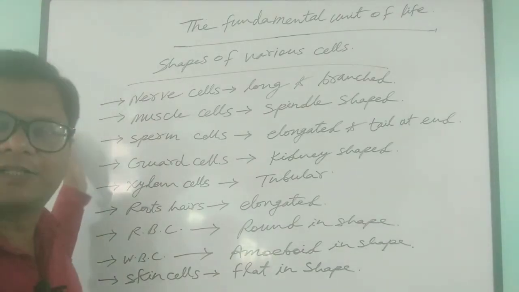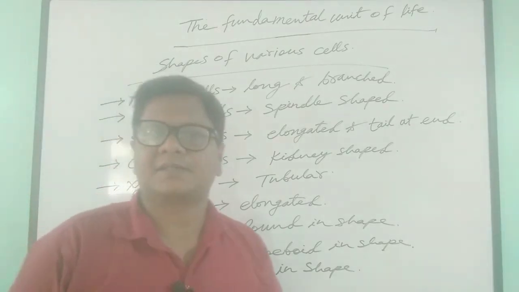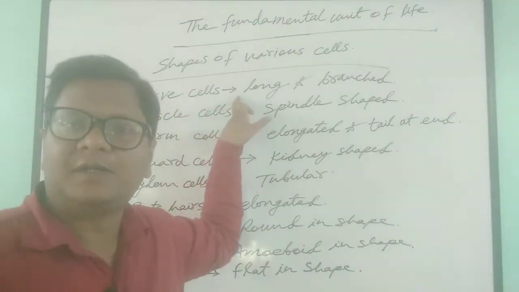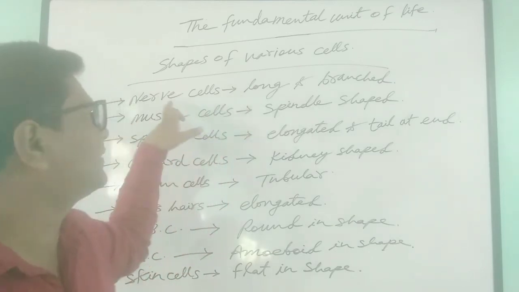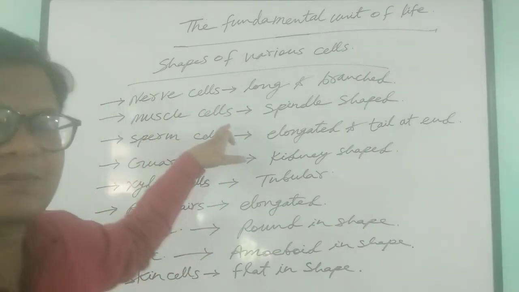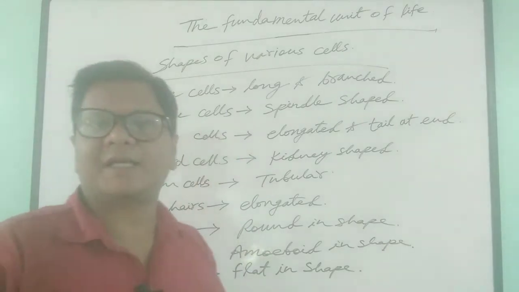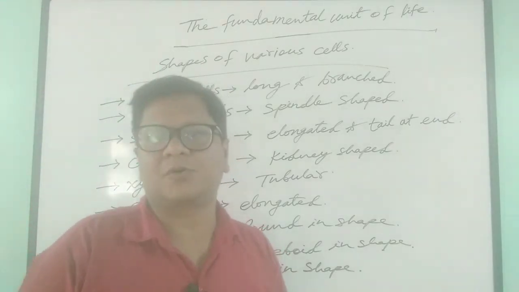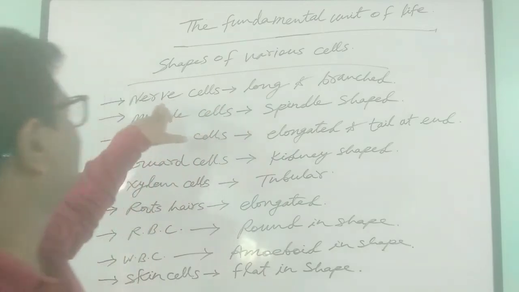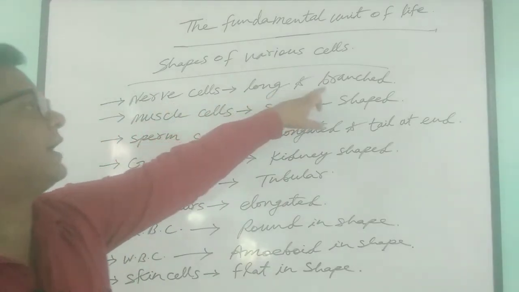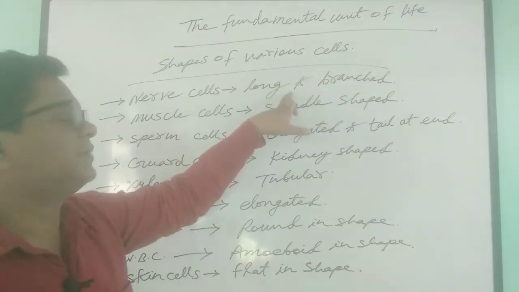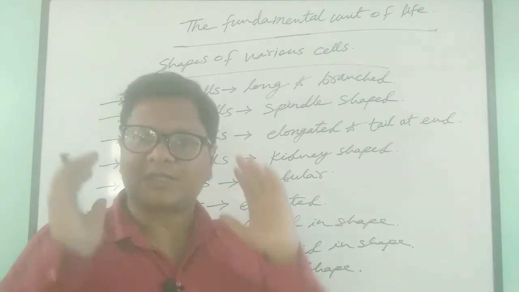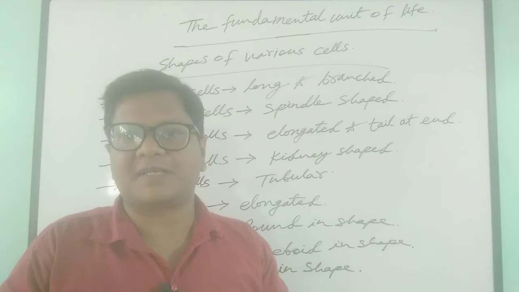So these are various cells which are present at different sites according to their function. When it serves the function for the nervous system, it is known as nerve cells. When it serves the function for muscle, it is known as muscle cells, and likewise. Their shape is also according to their function. Nerve cells are long and branched because they carry messages from one part of the body to different parts of the body, so that we can analyze the information in our brain.